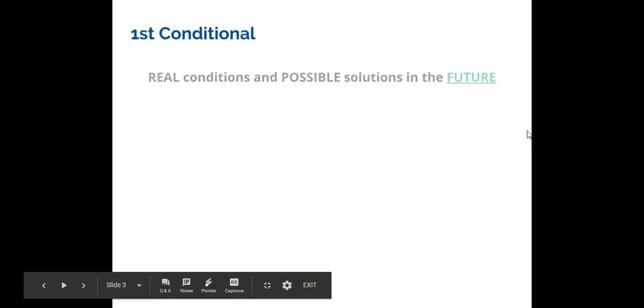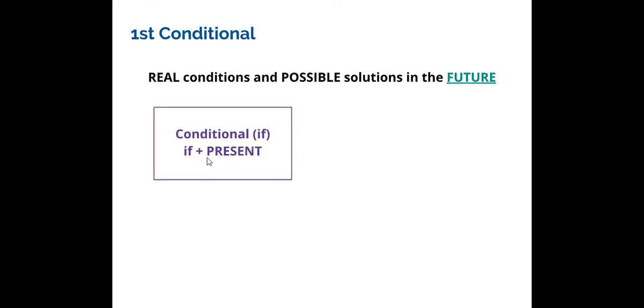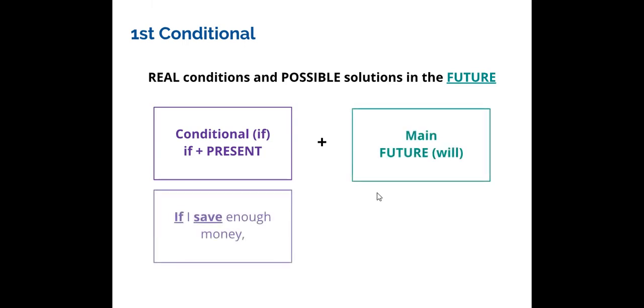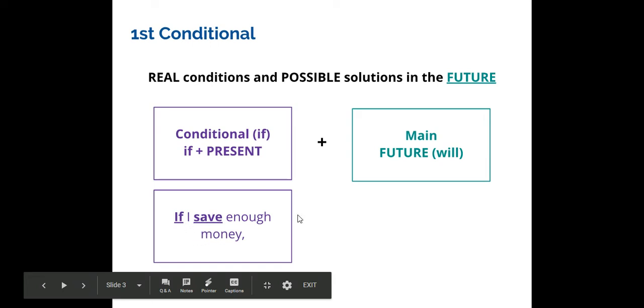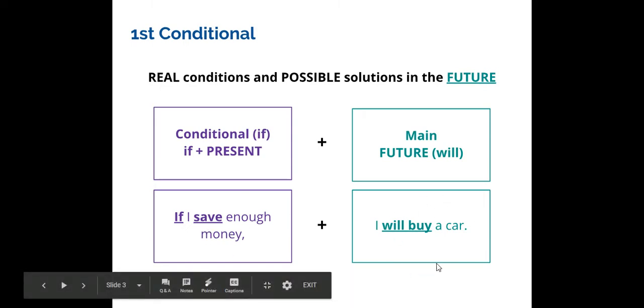Let's take a closer look. So we use first conditional to talk about real things, real conditions, possible solutions in the future. If plus the present tense plus the future will. If I save enough money, I will buy a car. Right? I can do this. This could happen.